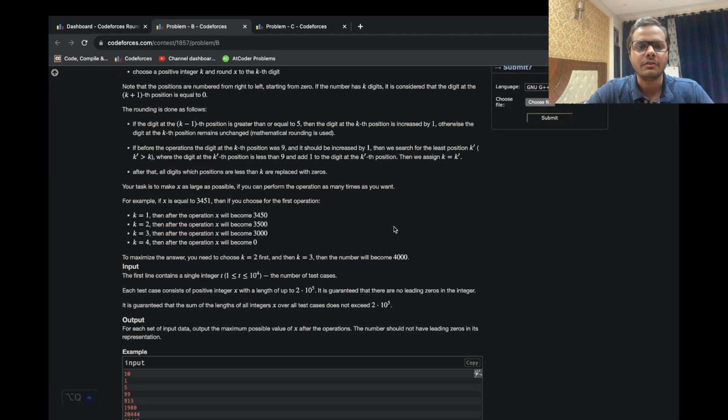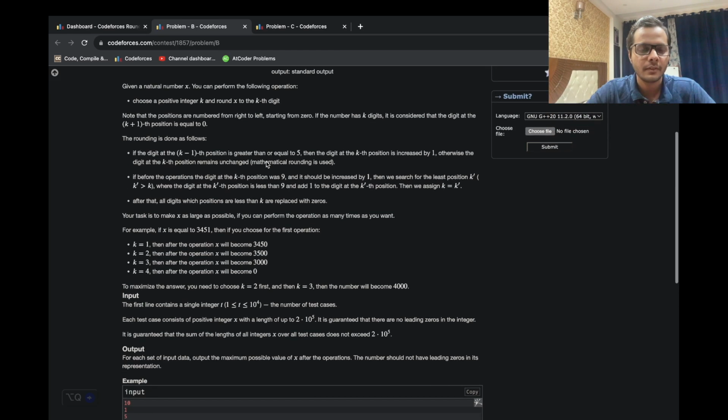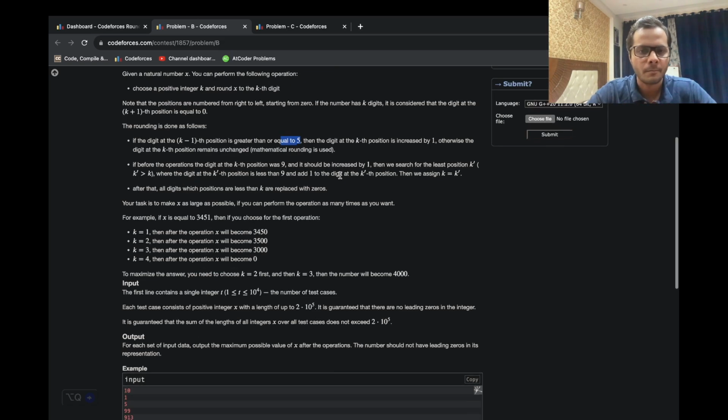So essentially we just need to search for a digit which is greater than or equal to 5. Yeah, so we need to search for the rightmost digit which is greater than or equal to 5, and then towards its left we need to find the first digit which is not a 9. We need to increment that by 1 and then we need to append all the other elements as zeros.